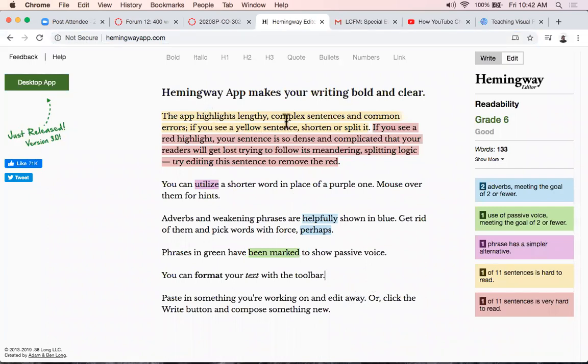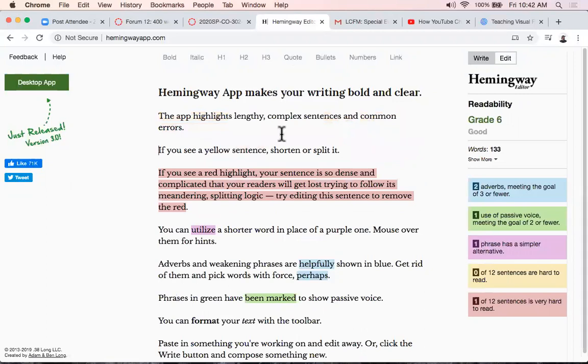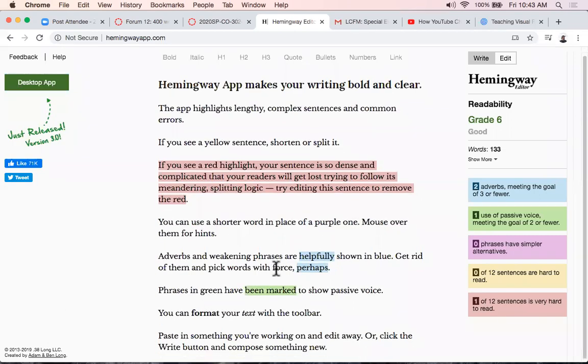Hemingway app helps you. It says this app highlights lengthy, complex sentences and common errors. If you see a yellow sentence, shorten or split it. If you see a red highlight, your sentence is so dense and complicated that your readers will get lost trying to follow its meandering, splitting logic. Try editing this sentence to remove the red. You can utilize a shorter word in place of a longer one. I can use a shorter word in place of a longer word.